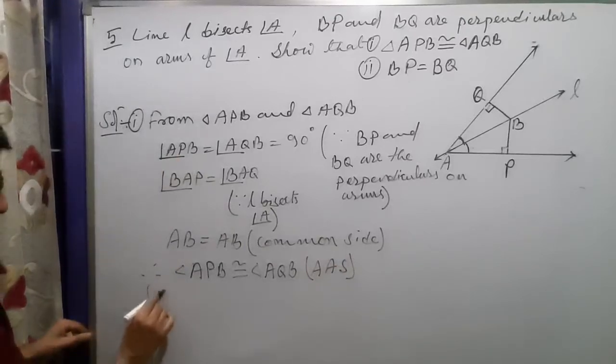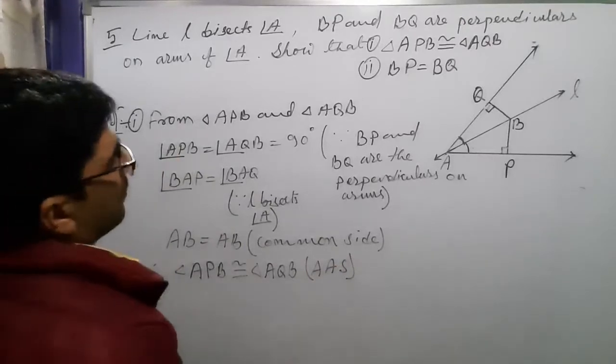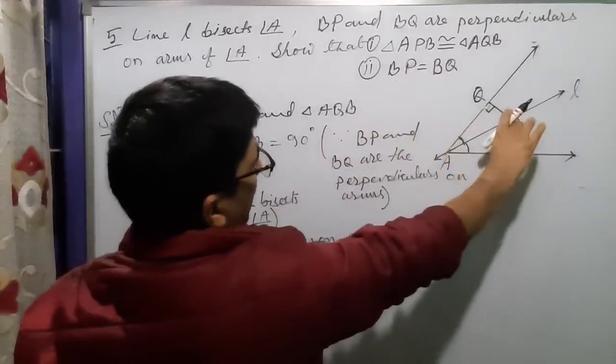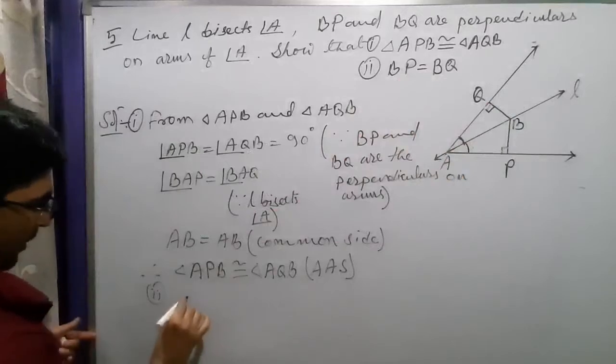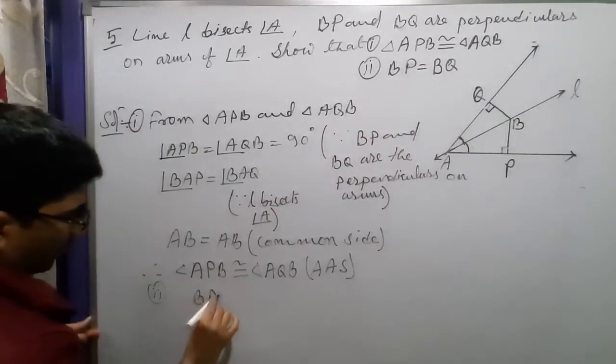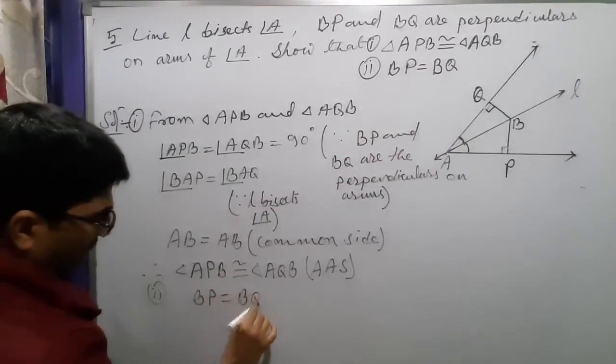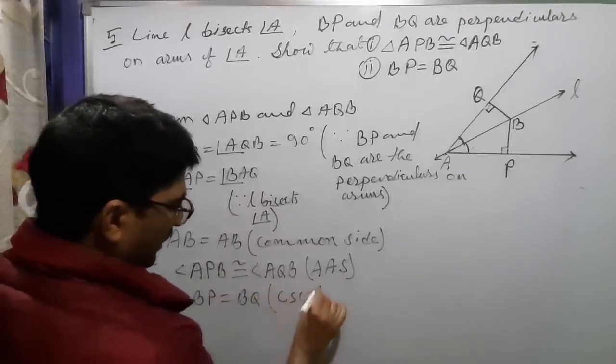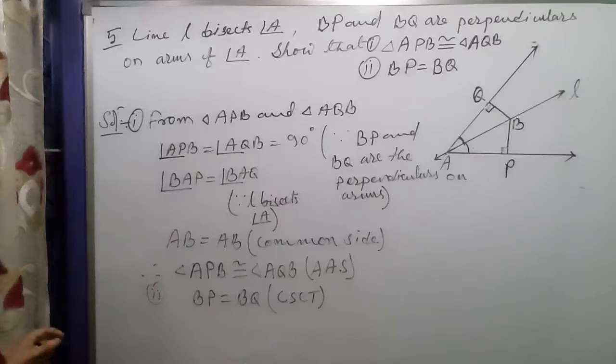Two number, corresponding sides now. BP equal to BQ. Since these two are correct congruence now, we can write BP equal to BQ directly. Therefore, BP equal to BQ. The reason is CPCT. So hence proved.